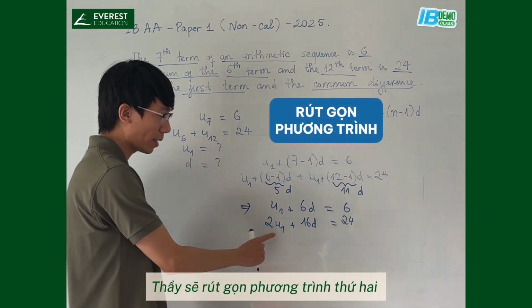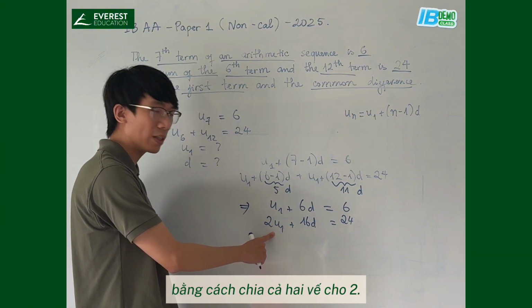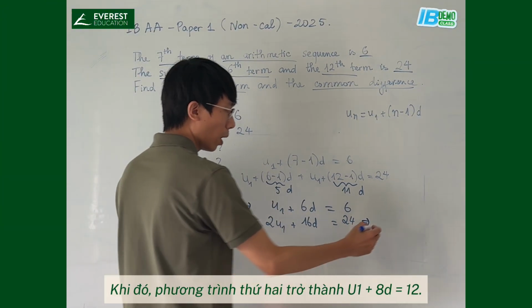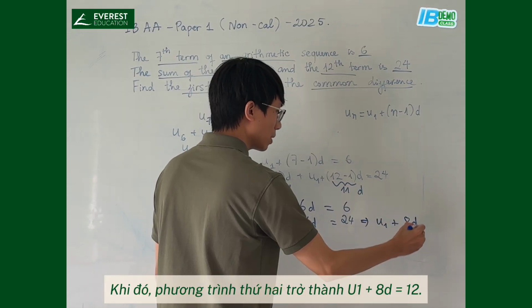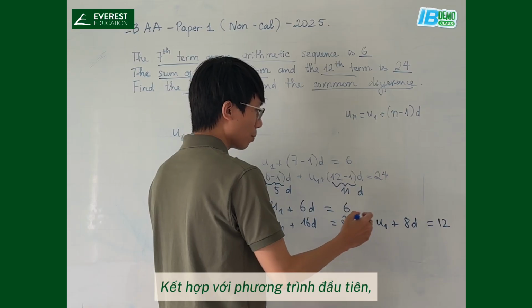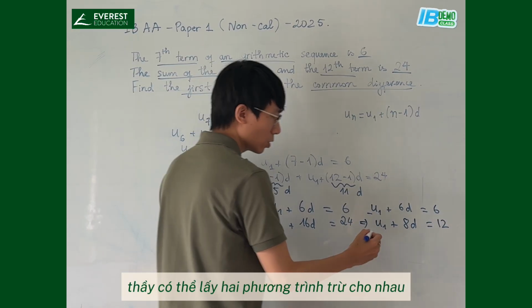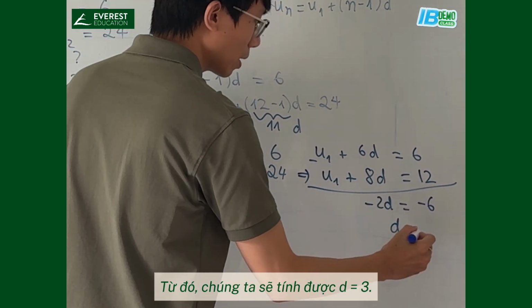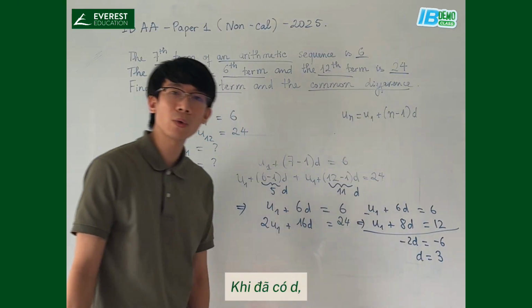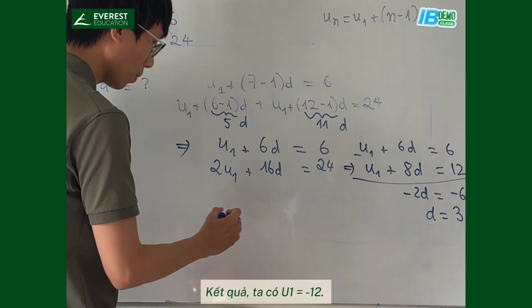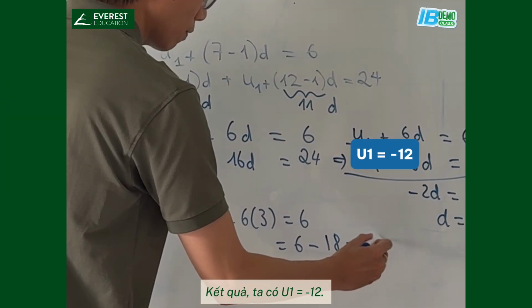I'm going to simplify the second equation by dividing everything by 2. So the second equation turns into U1 plus 8D equals 12. Combined with the previous equation, I can subtract these two. The U1 is eliminated, and then we have D equals 3. Once we have D, I can plug it into any of those equations to find U1. So U1 is equal to negative 12.